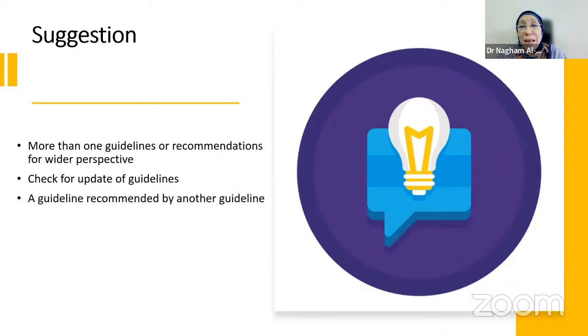Also check if those guidelines have been updated. Some guidelines get recommended by other subsequent guidelines, which means that they are validated and double vetted. So if you find a guideline that was recommended by another guideline, this is a sign that the recommendations are validated and strong. So maybe you can use that, especially if this recommendation came from another organization or another country.